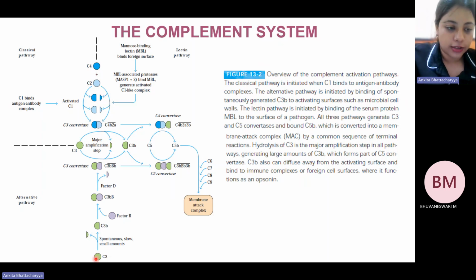On the third side, the alternative pathway, it starts off with C3 and C3b. The C3 to C3b formation occurs at a very slow pace, and that is assisted by factor B and factor D.